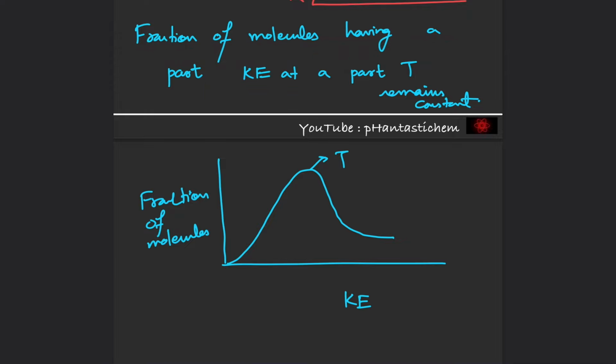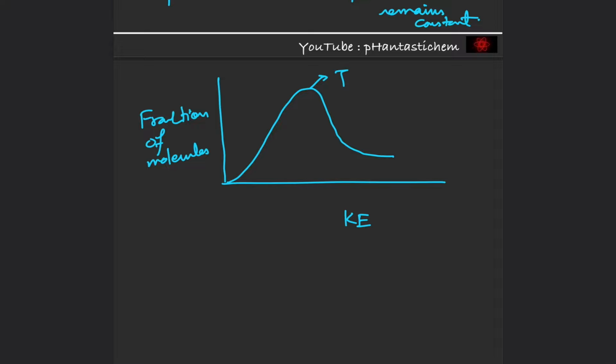So let's say this is the fraction of molecules having this much kinetic energy at temperature T. So this whole curve is for temperature T. So that is constant. For example, this much fraction will be having this much energy. This is constant. This won't change at the same temperature. Okay, cool.